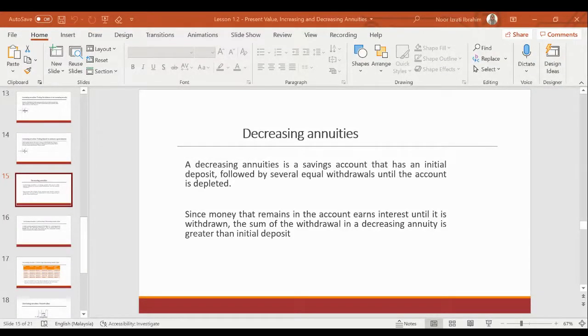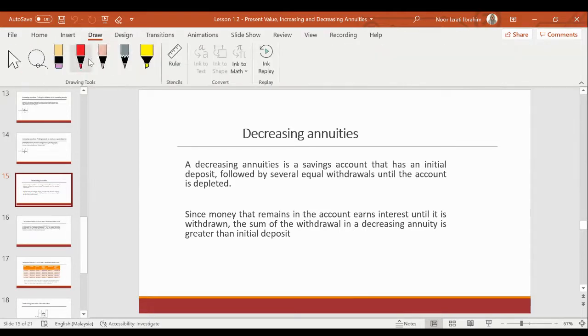Hi everyone, in this video, you are going to learn about decreasing annuities. A decreasing annuity is another account that you are going to learn, which is the opposite of an increasing annuity. In a decreasing annuity account, it will involve several equal withdrawals, which we denote as W, until the account is depleted and the balance becomes zero.